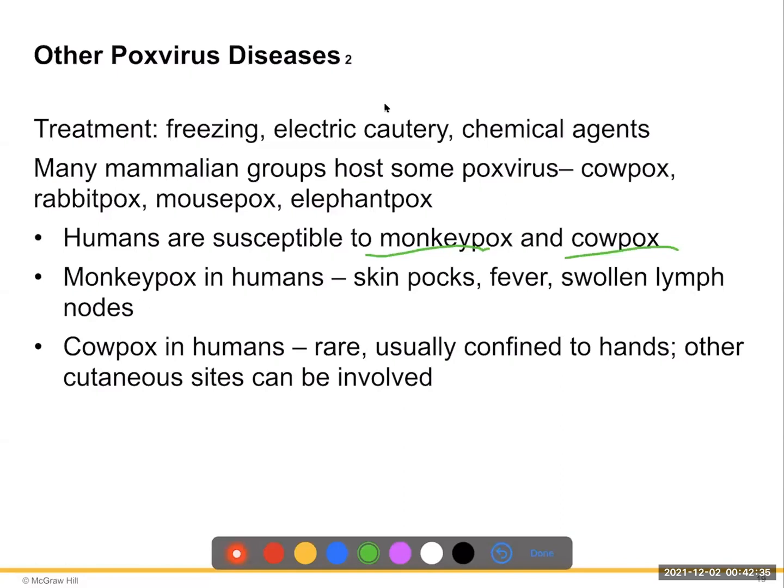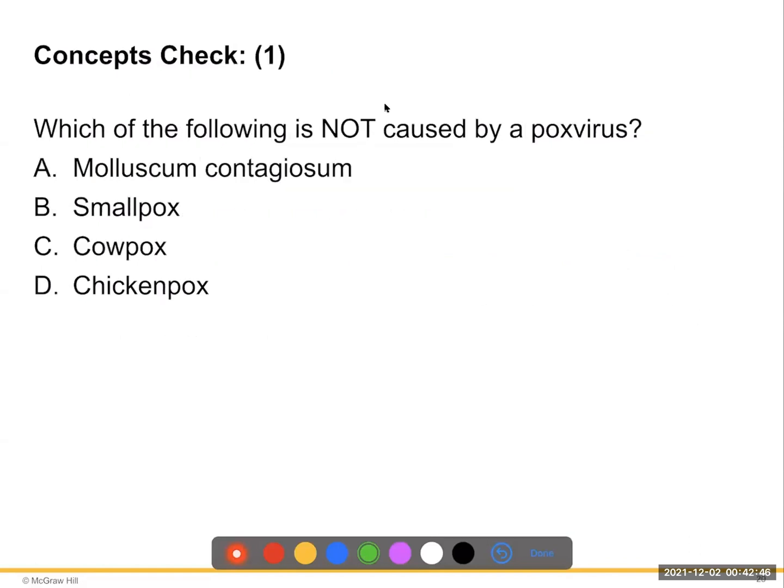Monkeypox in humans causes skin pox, fever, and swollen lymph nodes. Cowpox in humans is rare, but usually confined to the hands, though other cutaneous sites can be involved. Okay, so which of the following is not caused by a pox virus? Molluscum contagiosum, smallpox, cowpox, or chickenpox?